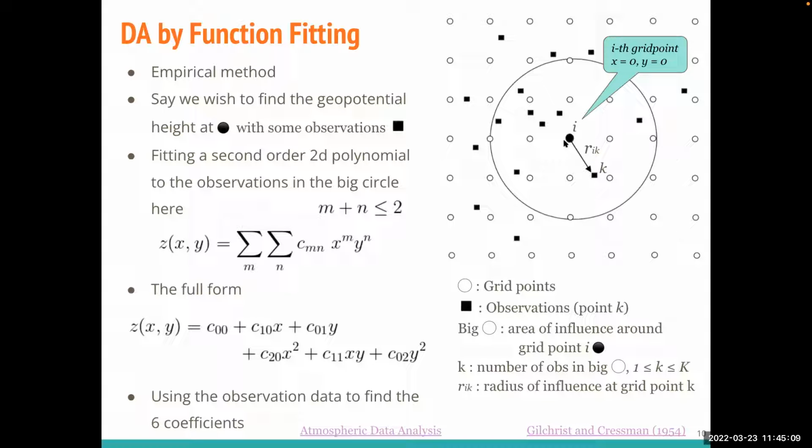I know you like physics, but sometimes we need to have something arbitrary or decided by you, decided by people. It depends on the people who do this data assimilation. So we decide the area, and then we fit the curve. We use the observational data to find the 6 coefficients. It comes down to this: to find the C's here, 1, 2, 3, 4, 5, 6 of them. Then you decide the surface shape, okay?